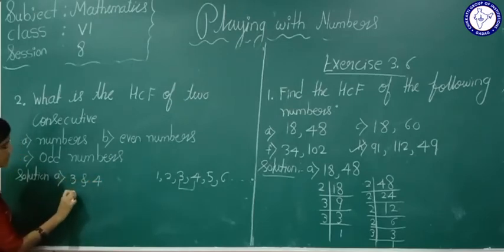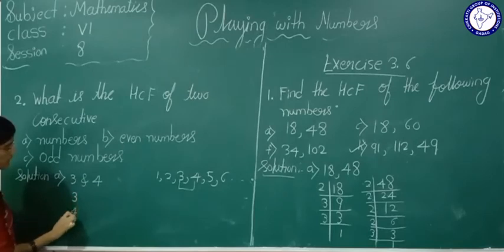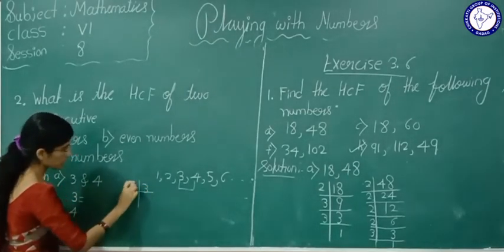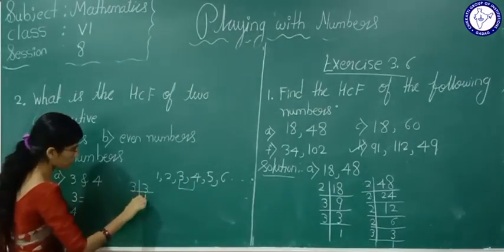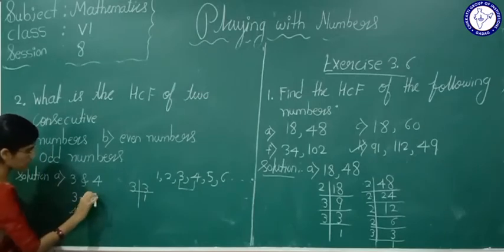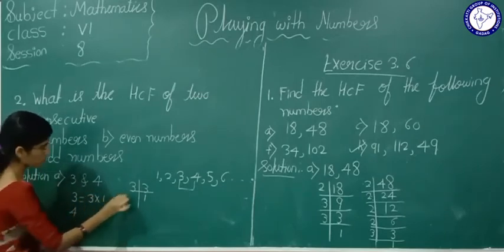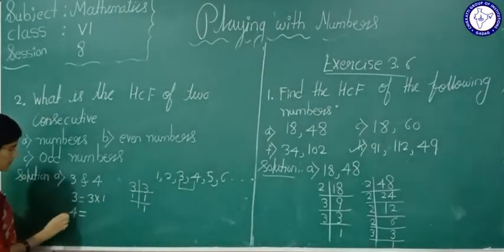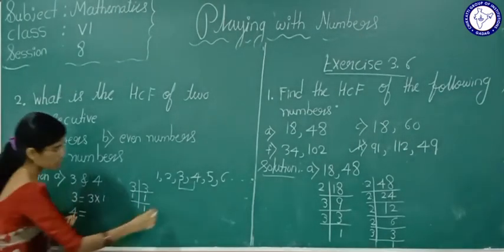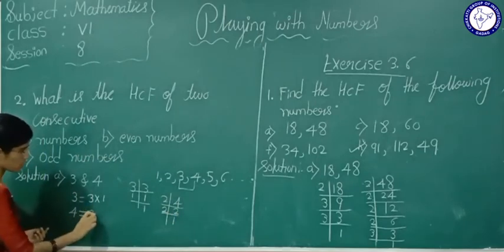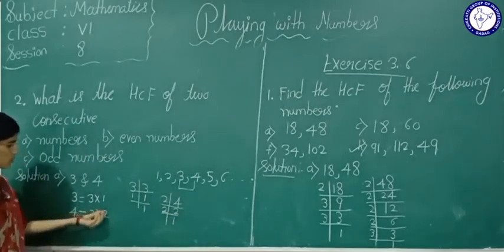See, what is the HCF of this 3 and 4 they are asking. So, what is the prime factorization of 3? 3 1s are 3, right? 3, here 1 1s are 1. Okay. So, what is the prime factorization of 4? Now, see, prime factorization of 4 is 2 2s are 4. It will be 2 multiplied by 2. 2 2s are 4.